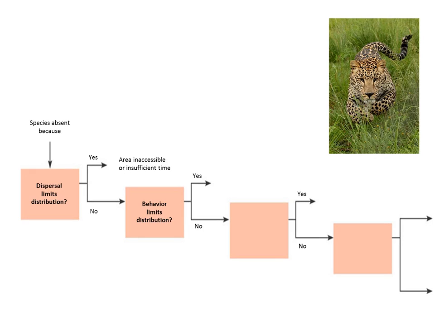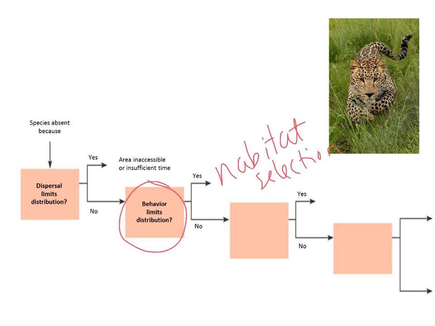Next we would ask about behavior. Does the behavior limit the distribution of this organism? If so, an example would be habitat selection. Maybe the leopard wants to hide in grass, wants to climb trees, and it's not a jungle type situation. Behavior could have an impact. If there was no behavior limitation, then we move on to our next question.